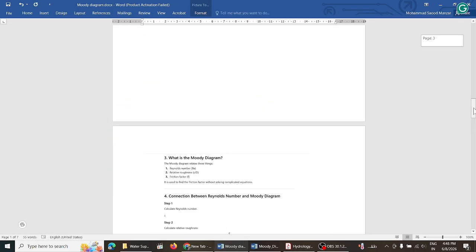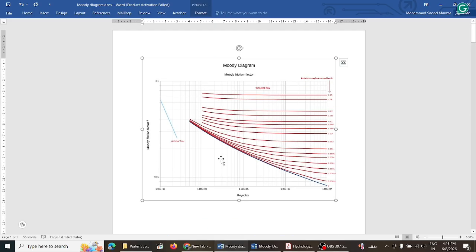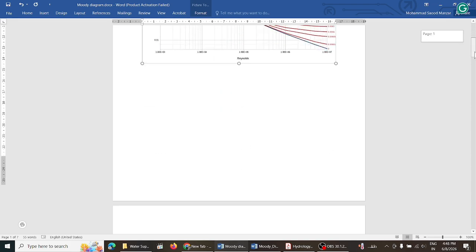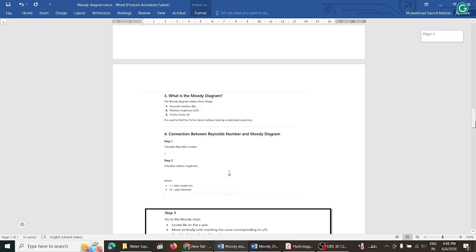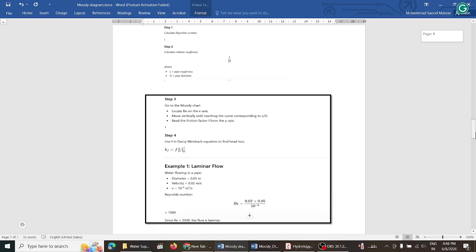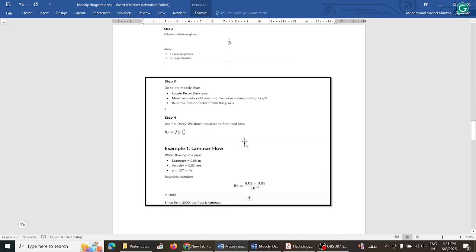Then we will read the friction factor from here. So we will first locate this, then epsilon upon d, then we'll go vertically up and read the friction factor from here. The intersecting point will be your friction factor. So first of all, we must know the Reynolds number, then the relative roughness, then we will read the friction factor. Then step 4 is we will find out the head loss.